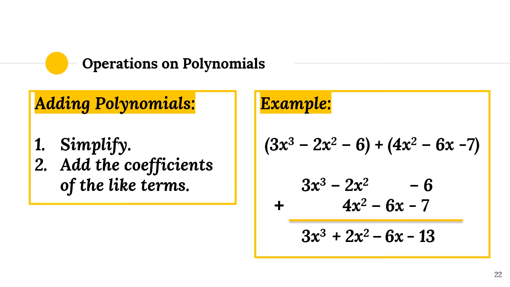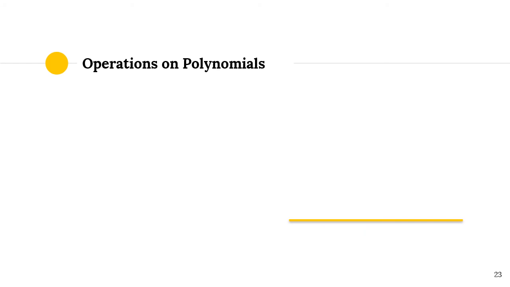From the rightmost, we have negative 6 plus negative 7 equals negative 13. Negative 6x will be carried down because there is no term similar to it. Negative 2x squared plus 4x squared is positive 2x squared. And then we bring down 3x cubed. So this is your final answer.